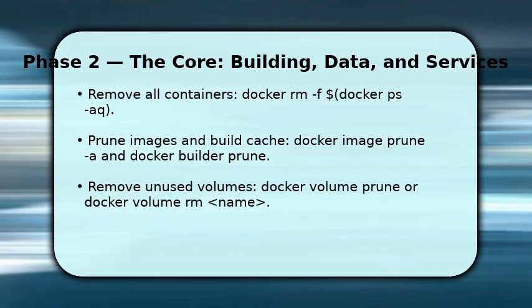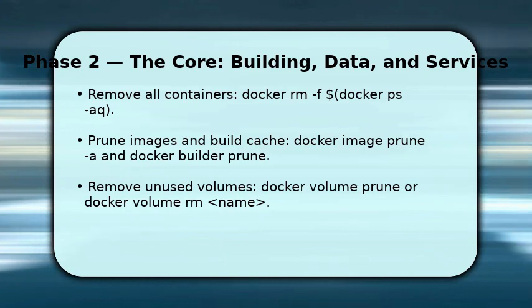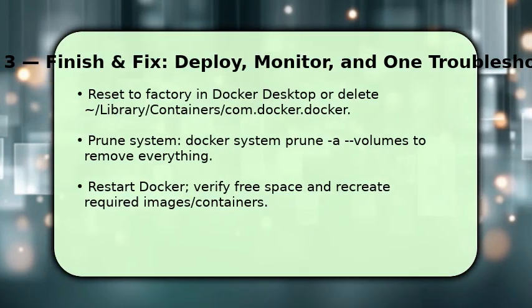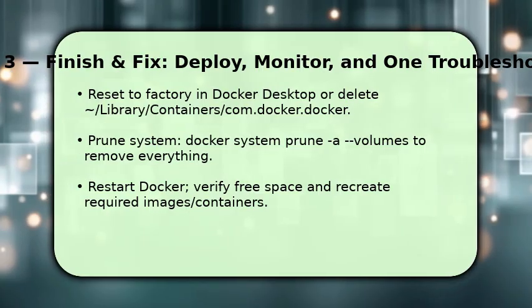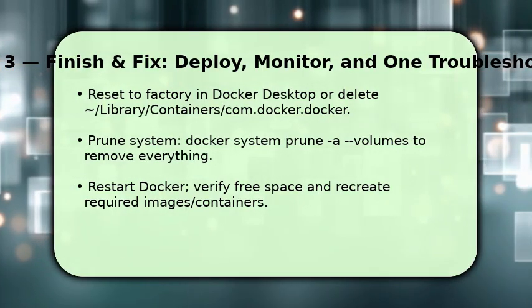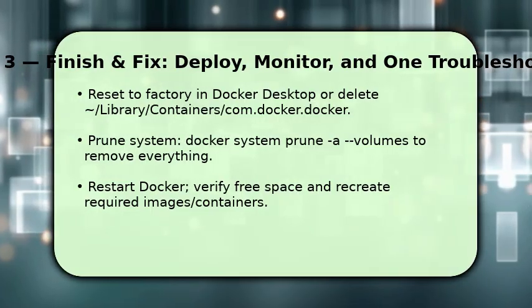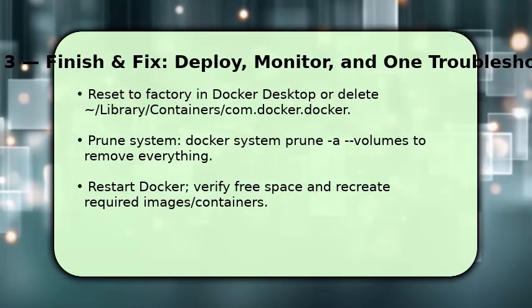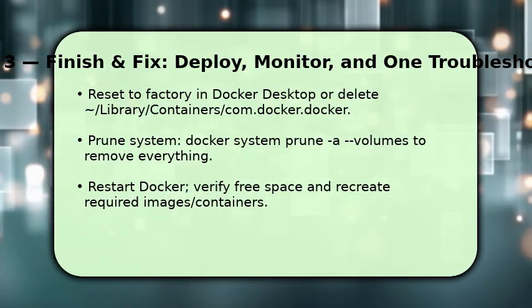Finish by clearing Docker Desktop data and validating the cleanup. If you prefer GUI, use Docker Desktop's troubleshoot menu and choose Reset to Factory Defaults. Otherwise, delete Docker's support files in ~/Library/Containers/com.docker.docker, and related ~/Library directories. Then run docker system prune --volumes to ensure no leftover objects remain.